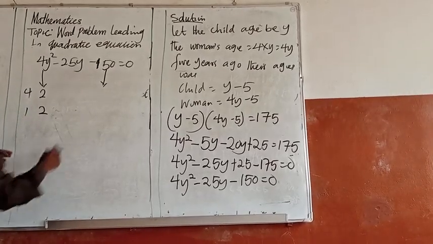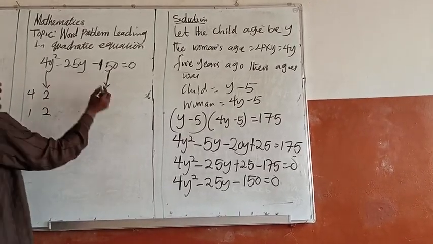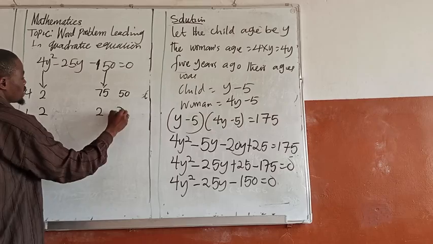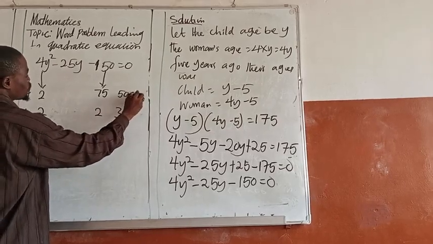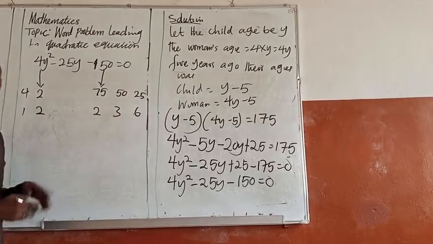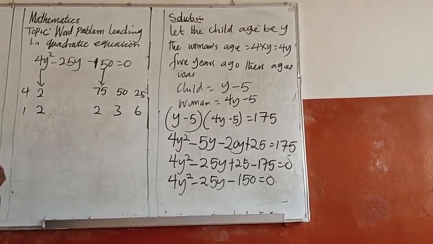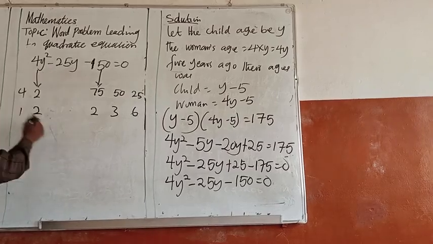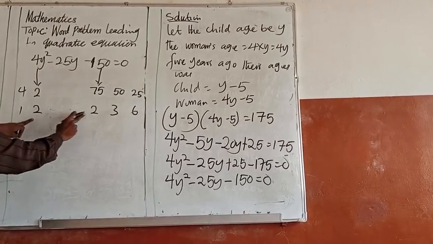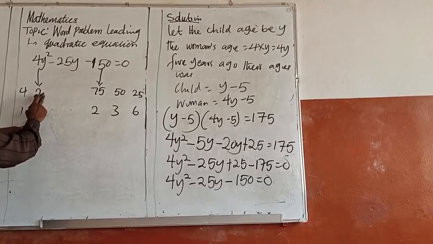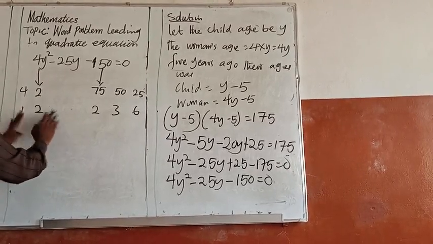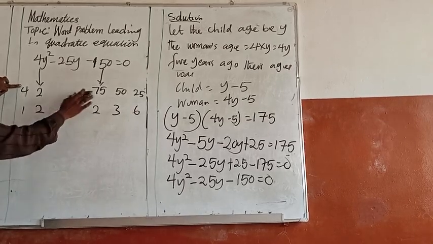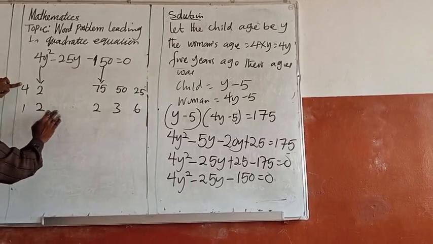I'll keep it. Then the number I can use to multiply, I can say 75 times what? 2. I can say 50 times what? 3. And I can say 25 times 6. These are the factors of each one. So what am I going to do? My aim now is to get 25. 2 times 75 is 150. 2 times 2 is 4. So there's no way this one can work. If I say 2 times 4 is 8, 75 times this is not going to work.